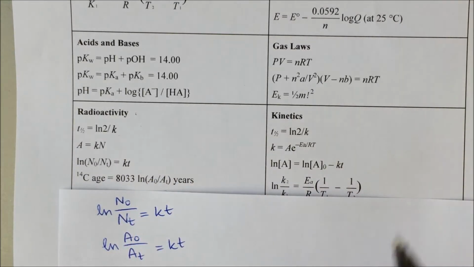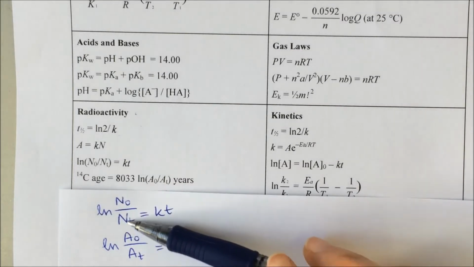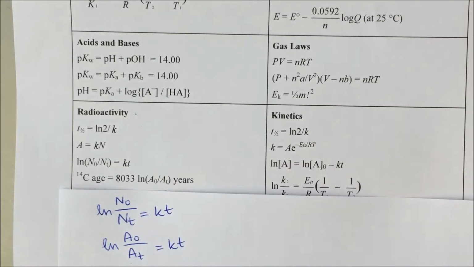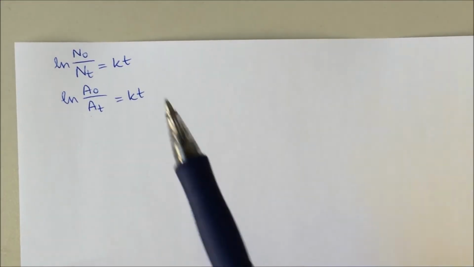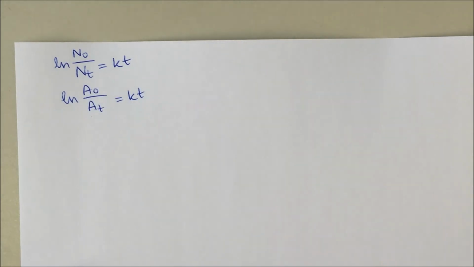And so we can equivalently answer questions about the ratios of number of nuclei or the ratios of activities. The other thing that you will need to be able to confidently do is convert this equation so that instead of calculating T, you calculate NT. You need to make NT the subject of the equation.